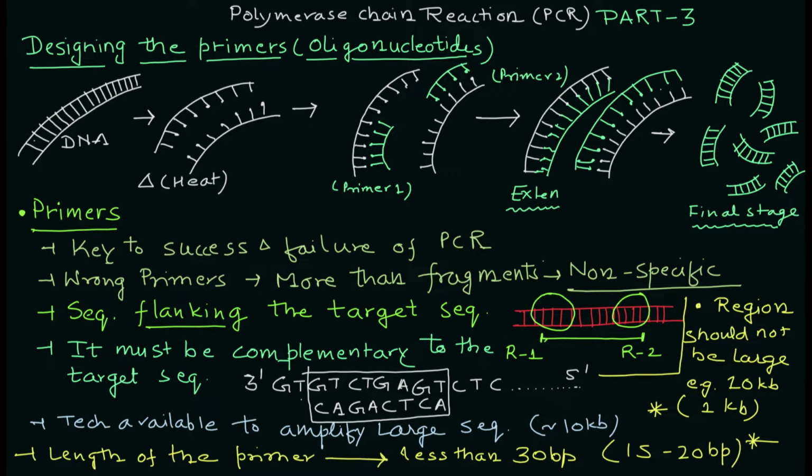In part 1 and 2 we have discussed the basics of PCR. We have discussed what is PCR, why it is important, what is the principle of PCR, what are the different components of the PCR, what is the general layout of the PCR. We have discussed how many things are required for polymerase chain reaction.